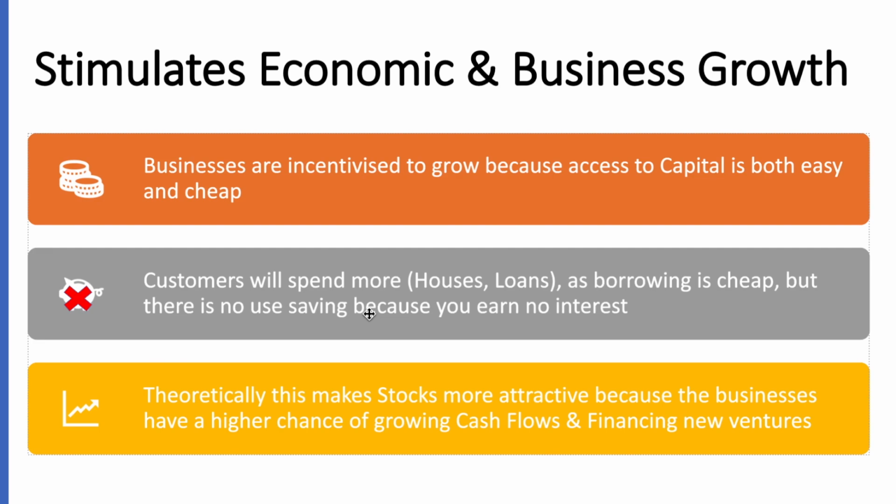Customers are incentivized to spend a lot more, maybe buy houses or take out loans on things, buy a new car maybe, as borrowing is cheap. And there's also no use in saving because you earn next to no interest. So saving is not incentivized. So customers will go out and spend a lot more money in times where there's low rates. And theoretically, all of this makes stocks more attractive because the businesses have a higher chance of growing cash flows and financing maybe new ventures through taking on more debt at very cheap rates. And that's where the stock market output comes into it.